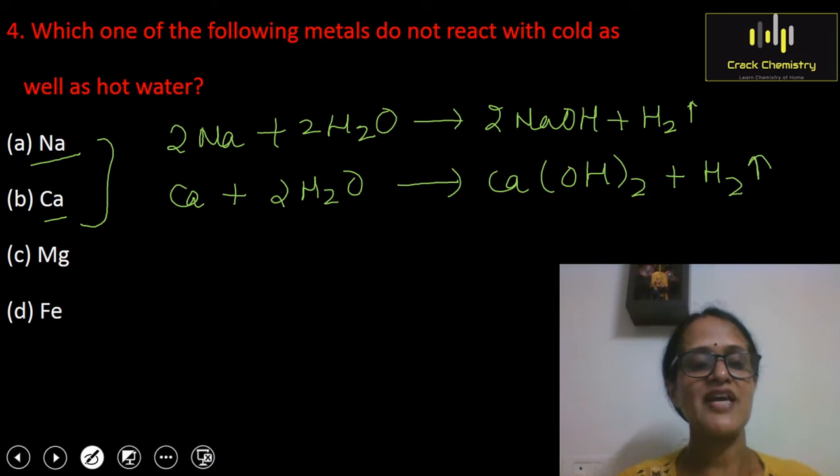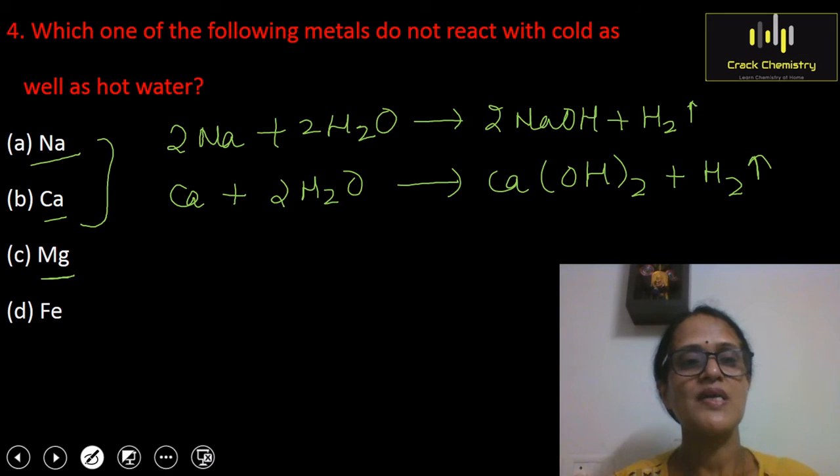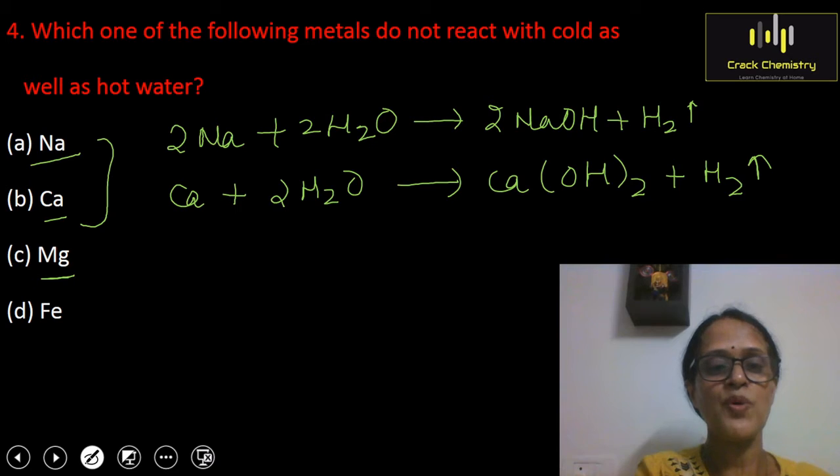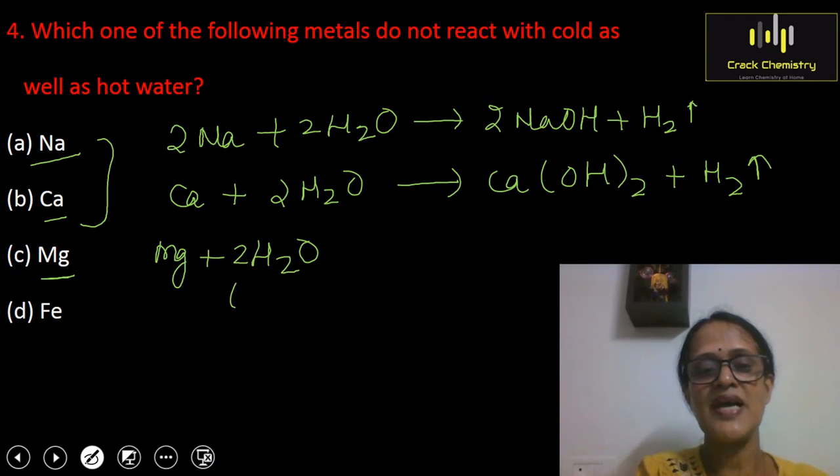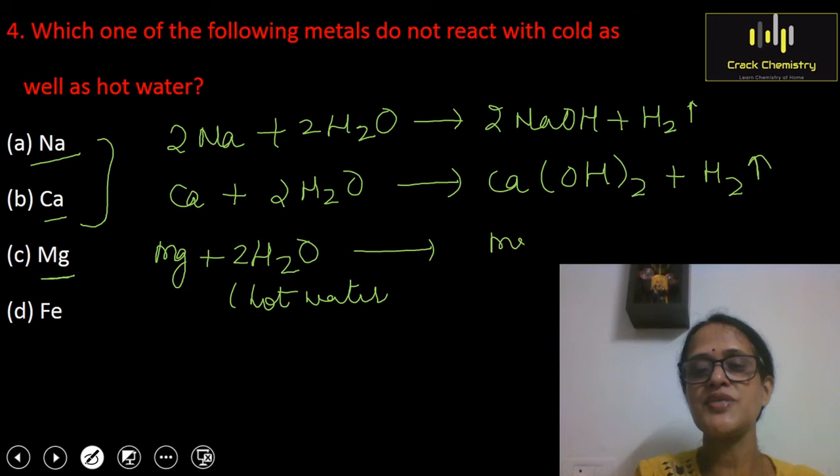Now we will see the reaction of magnesium. Children, magnesium doesn't react with cold water. It reacts with hot water only. So the reaction will be Mg + 2H2O, and the reaction takes place with hot water. The products will be magnesium hydroxide plus H2.